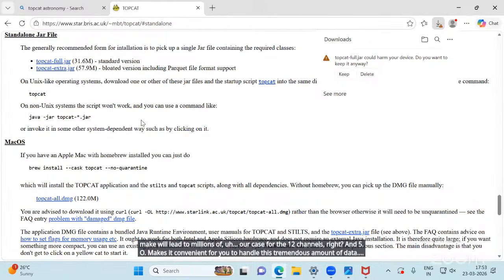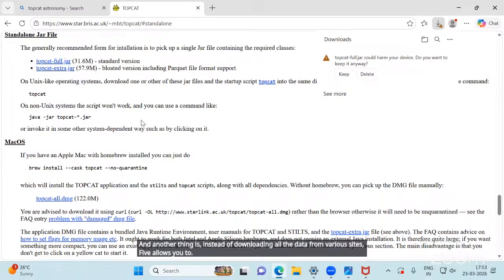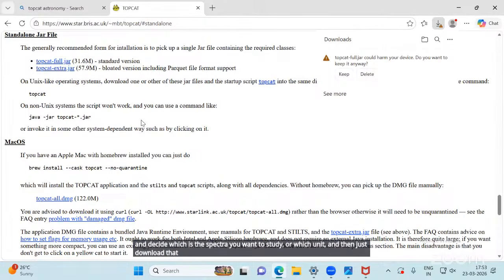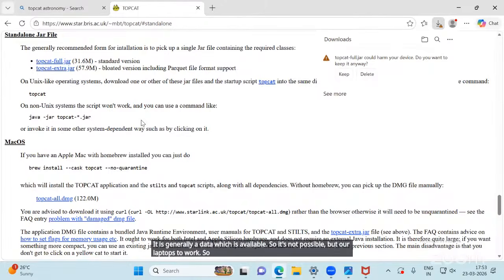That's the basic idea in this. And another thing is, instead of downloading all the data from various sites, PyVO allows you to sample, take previews of one and decide which is the spectra you are interested in or which image, and then just download them. Or you can go on the cloud and work on the cloud rather than downloading and messing up your system, because there is a tremendous amount of data available. So it's not possible for our laptops to hold. Instead we log on to the servers, where you can have some space allocated for yourself.